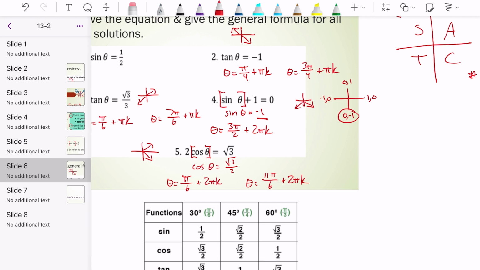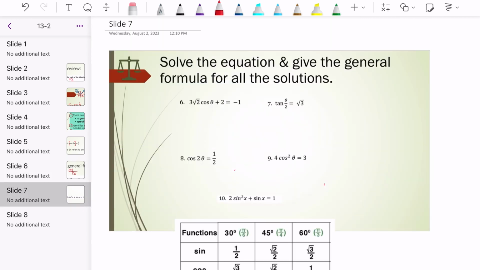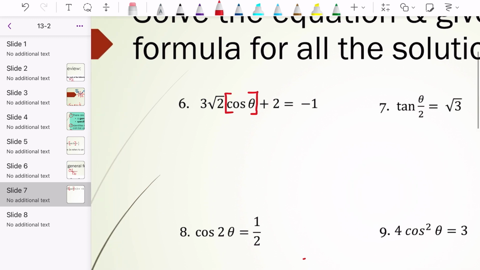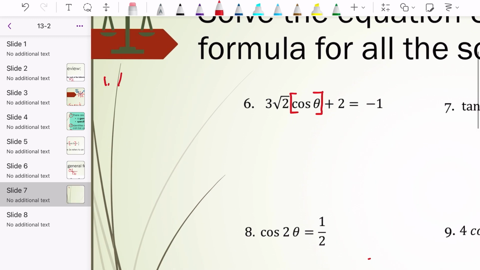Let's go ahead and take a look at slide 7. In slide 7, we are now taking a look at the same type of problems. The only main difference would be that we are now finding more items outside of our trig function and our theta. There is an order to doing this, and you have to either add or subtract first, to move over to the right side. And then your step 2 would be to multiply or divide.